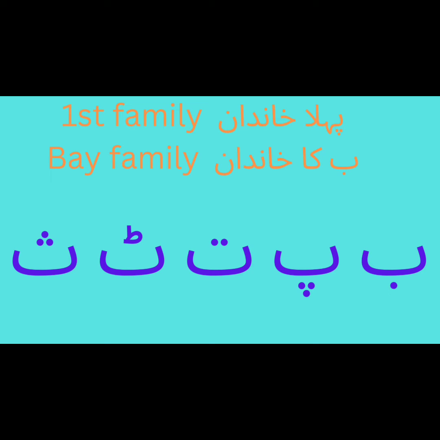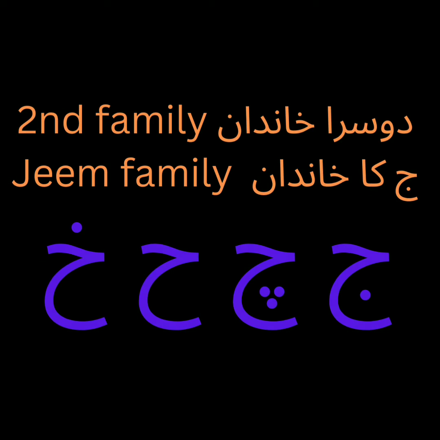Let's repeat these words: Bay, Pe, Te, Te, Se. There are 5 words in Bay family. Now we move to the second family, that is Jim family, and there are 4 words in Jim family. Let's start with Jim, Che, He, He.